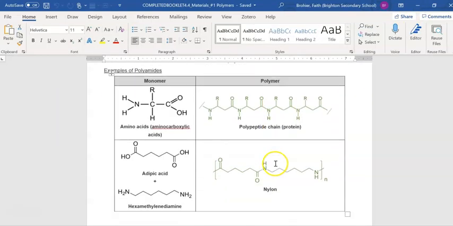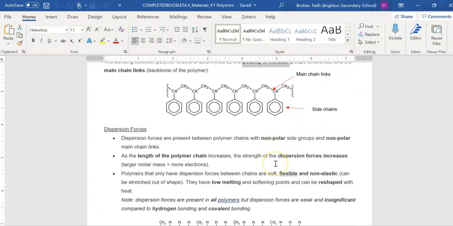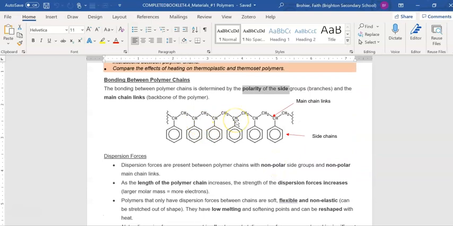So our physical properties are determined by those side chains, and they're also determined by the main chain links. So what is the actual carbon chain framed from? Is it from the carbon-carbon backbone, or is it from an amide or peptide backbone, or is it polyester? What is it?